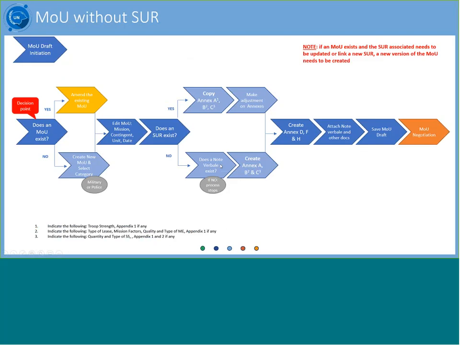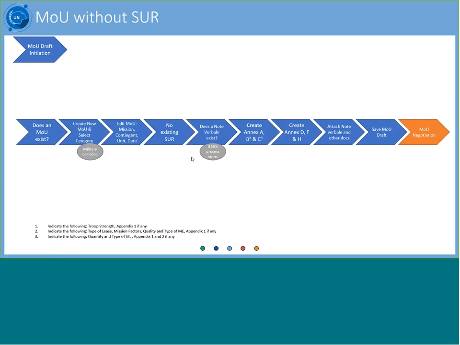As I said, today we will see how we can create an MOU without having an SUR. We've seen yesterday the process where an SUR exists. Let's see what the process is today without an SUR, okay? So actually this will look like this. The steps are more or less similar. However, instead of having all the annexes imported from the SUR, we would have to create them. The main difference is done at this level, where you create Annex A, B, and C from scratch.